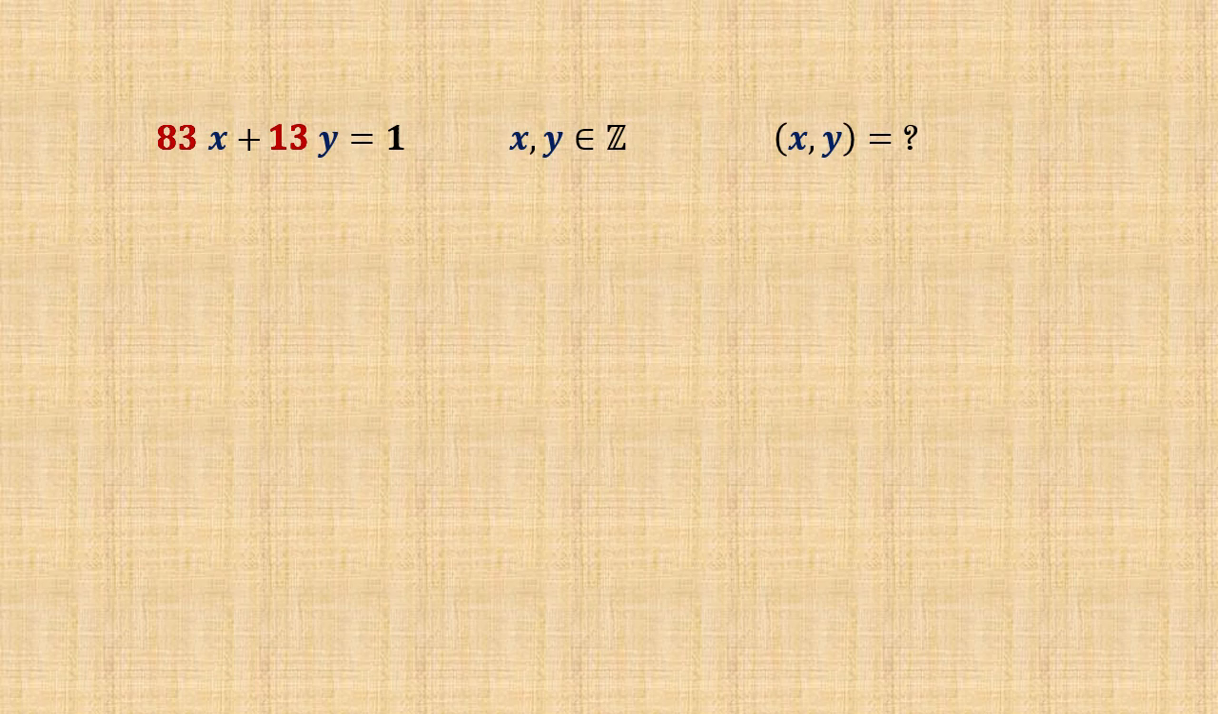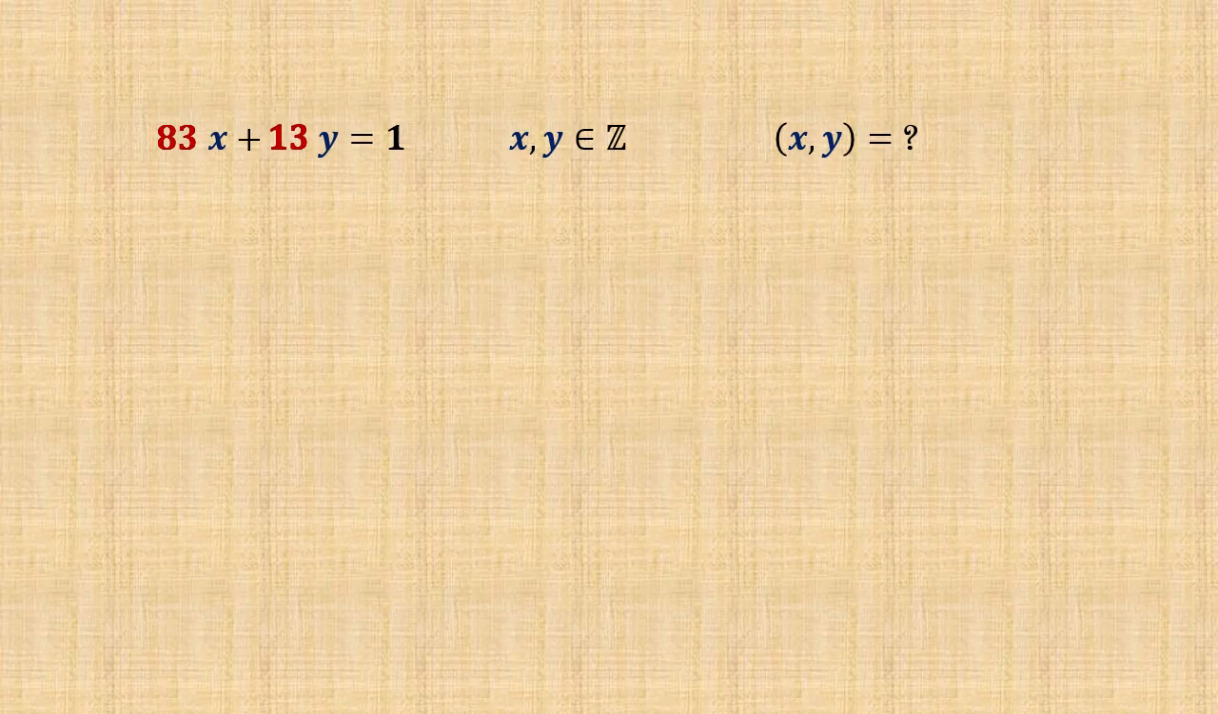In this video we're going to see how to solve the Diophantine equation ax plus by equals 1, for integers x and y, where a and b are integer parameters. This kind of equation is also known as the Bézout identity, in regard of the French mathematician who studied it. As an example to illustrate the method we're going to use to find the values of x and y that solve this kind of equation, we have the equation 83x plus 13y equals 1.